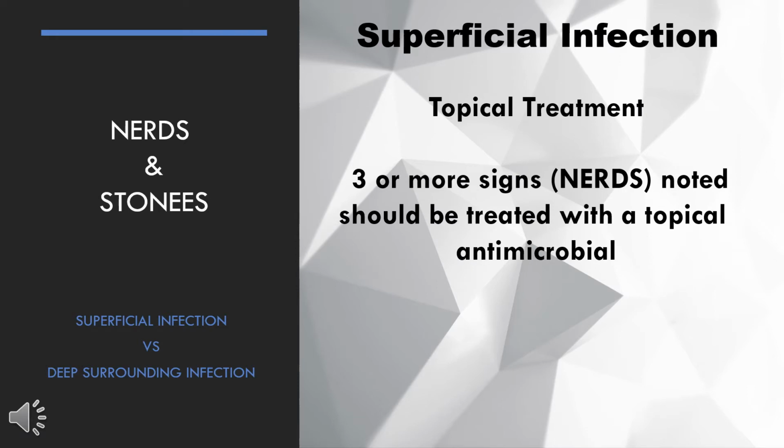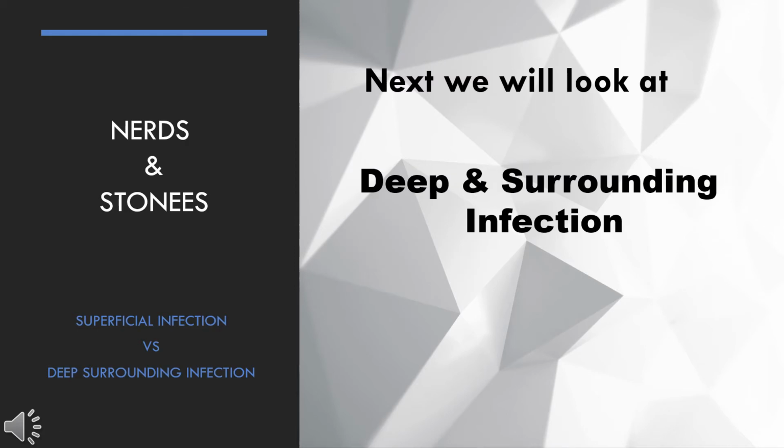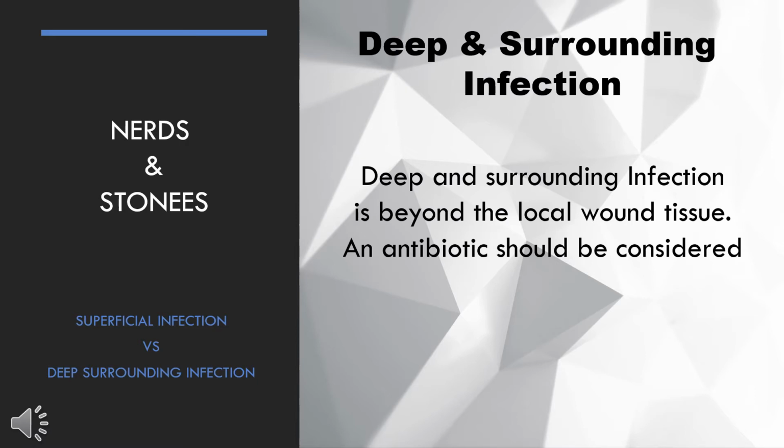3 or more NERDS signs noted should be treated with a topical antimicrobial. Topical treatment includes iodine, silver, chlorhexidine, and PHMB. Next, we will look at deep and surrounding infection. Deep and surrounding infection is infection beyond the local wound tissue, and antibiotics should be considered.